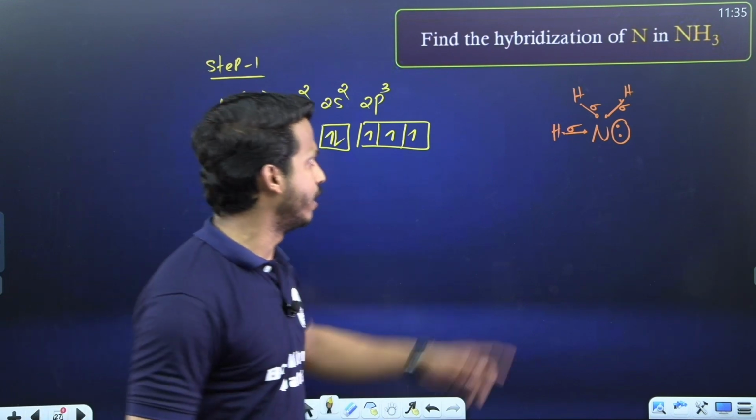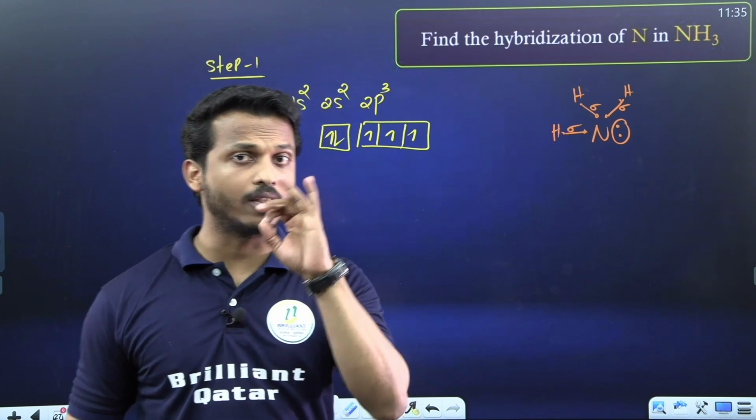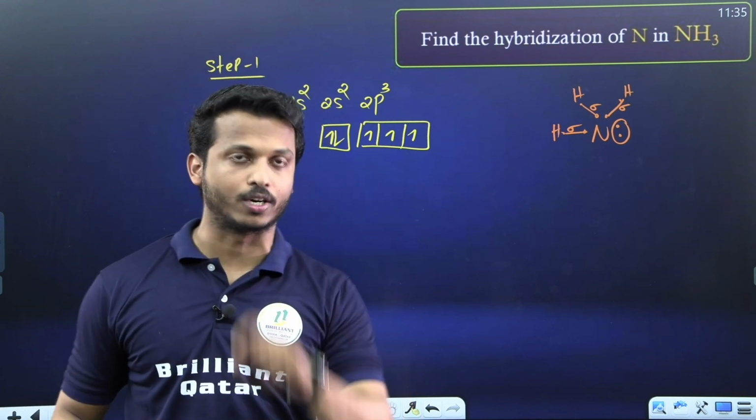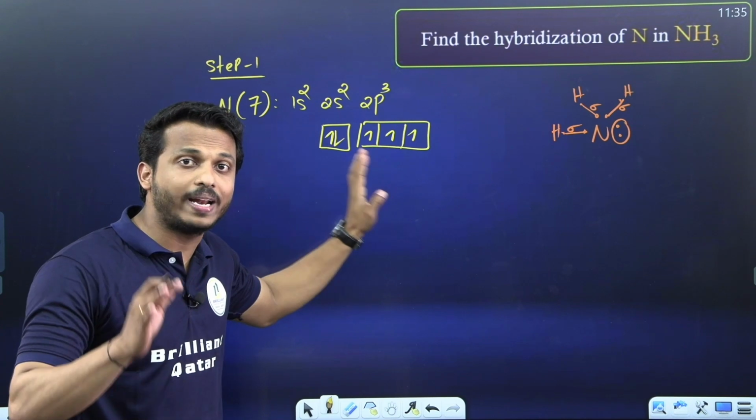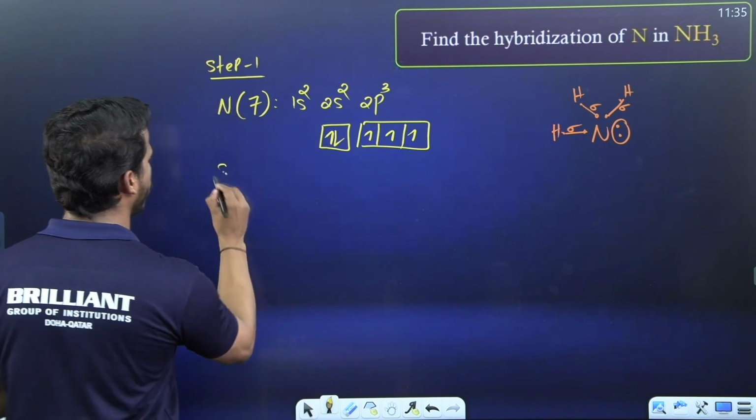In nitrogen here, total how many bonds are there? Total 1, 2, 3. Total there are 3 bonds. If there are total 3 bonds, there should be 3 unpaired electrons. I think in the ground state itself you have 3 unpaired electrons. So no need to excite. Directly we can go to step 3.